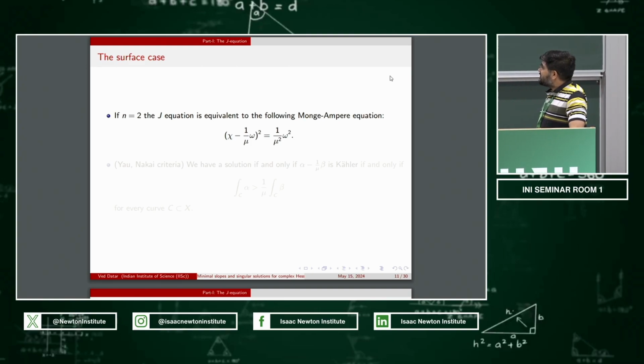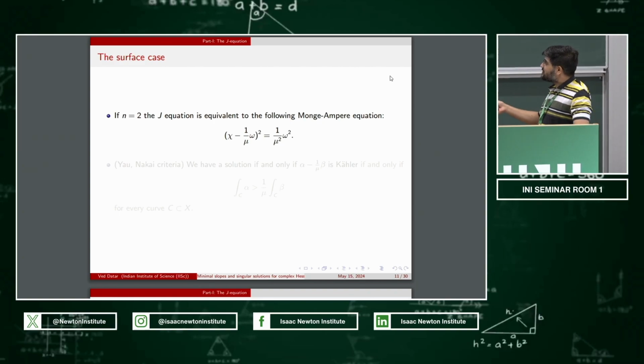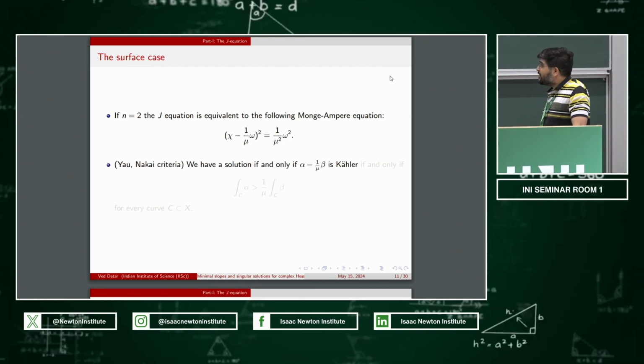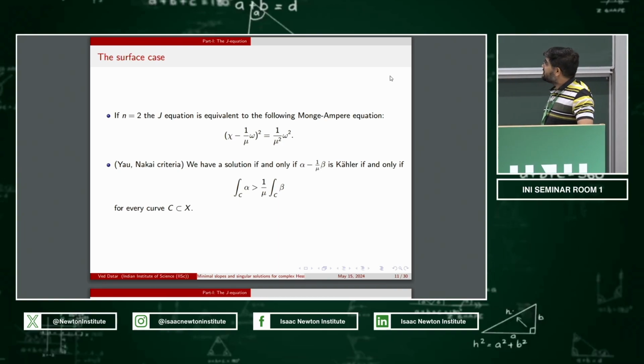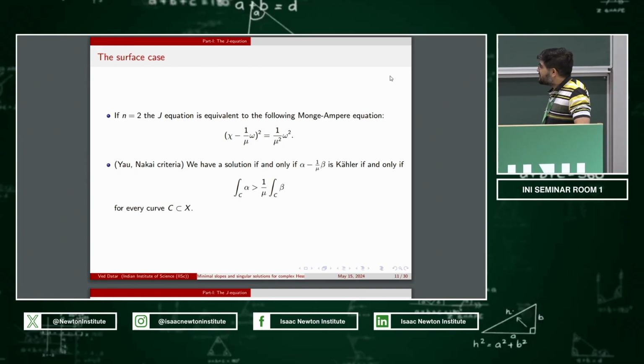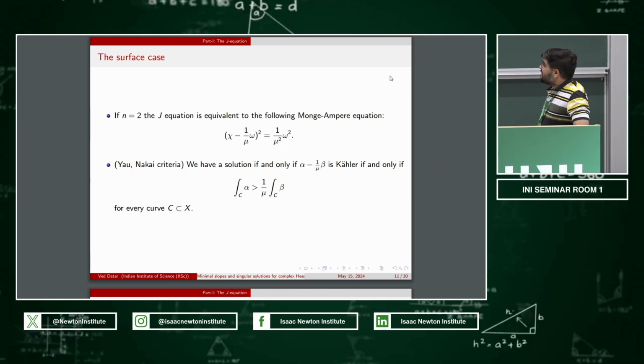Okay, so let's take the simplest case, namely that of surfaces. So n is equal to 2, then one can do what every high school kid learns how to do, which is to complete squares, and by completing squares, one can reduce the J equation to a complex Monge-Ampère equation, and then of course Yau and the Demailly-Paun and Nakai criteria tell you exactly when you have a solution, right? So you have a solution if and only if alpha minus 1 by mu beta is Kähler, and if and only if this inequality for the intersection numbers is satisfied. Okay, so the surface case is easy.